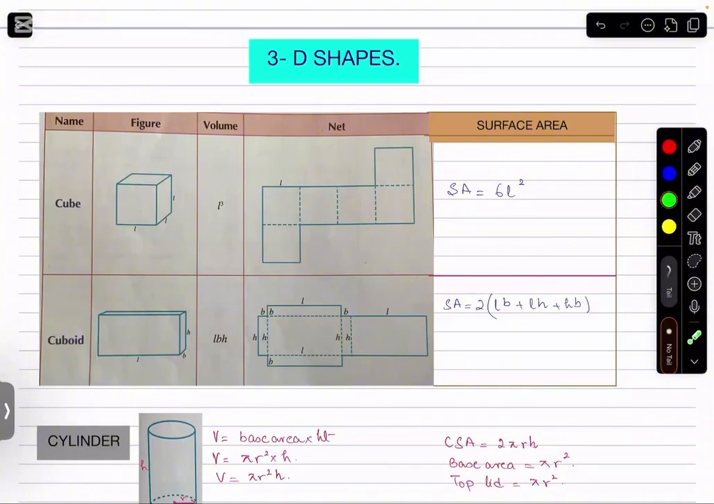In a cube, how many faces are there? 1, 2, 3, 4, 5, and then 6. 6 faces here. So this is how the net is made for a cube. And the surface area of the cube is given as 6L squared. What actually is the surface area? The surface area is actually each face. For each face, you have to get the area of the face, and then we add up all the areas of all the faces. For the cube, it's a special case where all the faces have the area L squared, L times L. So 6 faces are there, so the surface area here is 6L squared.